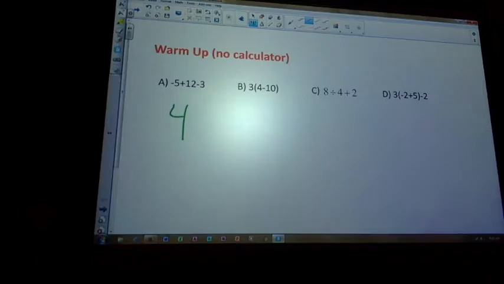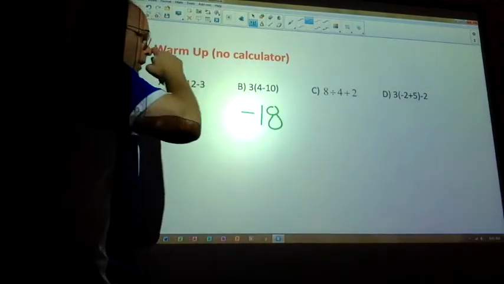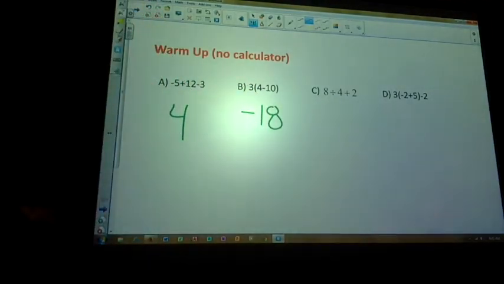Negative 6, and then negative 6 times 3 is how much? Negative 18. Letter C, order of operations would suggest to do what first? Division. So what is 8 divided by 4? 2. And what's 2 added to 2?